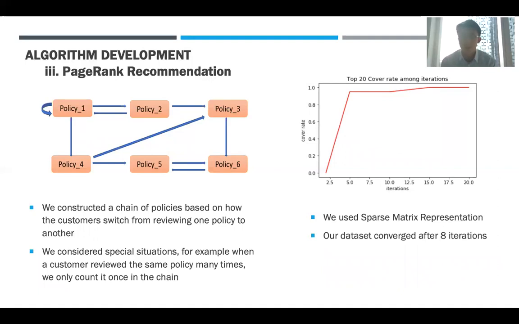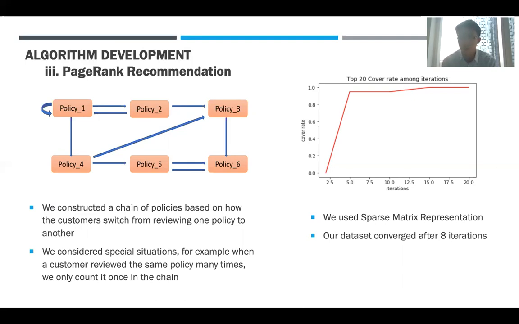Since the review process of each customer applies a time series, when a customer reviews a policy, the next movement could be reviewing the same policy, switching to reviewing another policy, or finally covering the policy. So based on this, we constructed a chain of policies based on how the customers switch from reviewing one policy to another, and we use this chain to build the PageRank map. We use the RDD MapReduce to calculate the PageRank scores with 8 iterations of the PageRank score convergence.